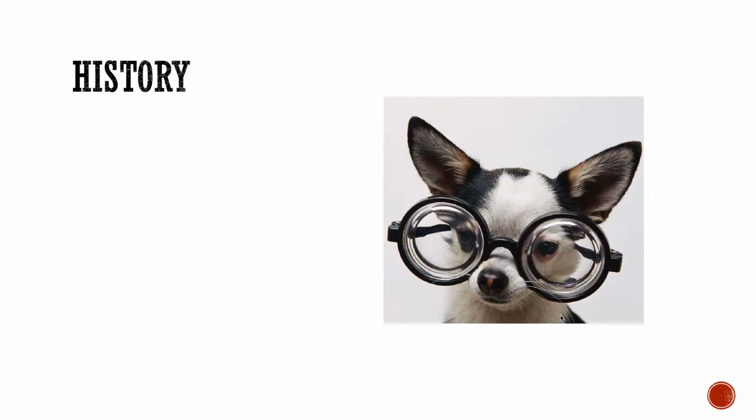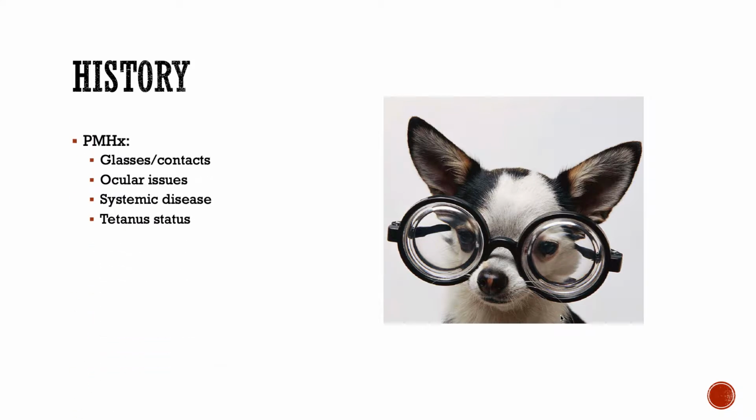So history: what are the key aspects to get out of the history? Number one is understanding what their baseline is whenever they do come in. Do they wear corrective eyewear? Do they have underlying ocular issues or systemic disease such as sickle cell, bleeding disorders? Do they have a history of eye surgeries in the past? Do they have a history of strabismus? Do they have a history of asymmetry of the pupils at baseline?